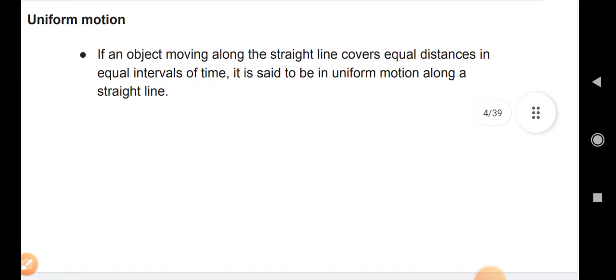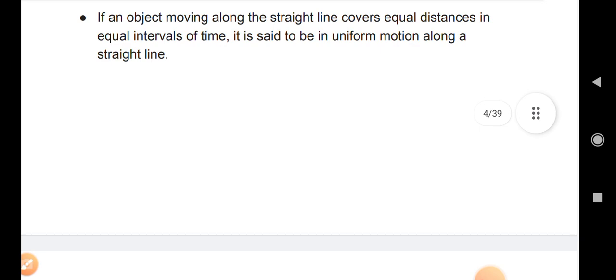Uniform motion. If an object moving along a straight line covers equal distances in equal intervals of time, it is said to be in uniform motion along a straight line.